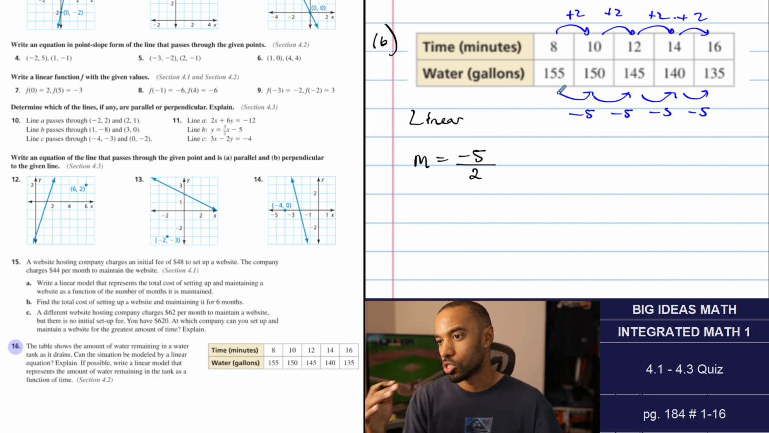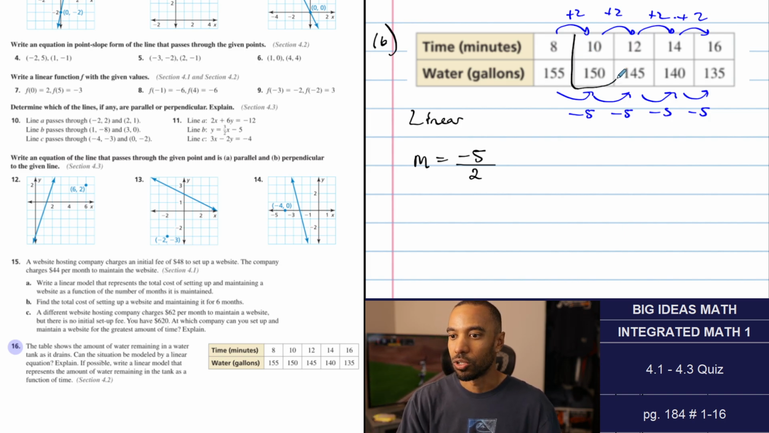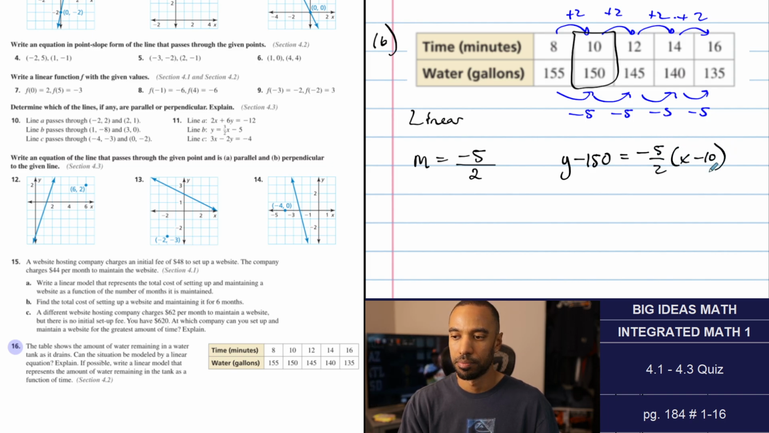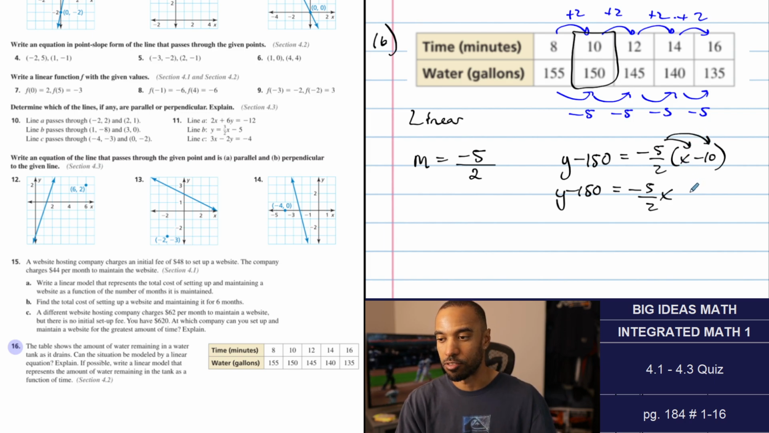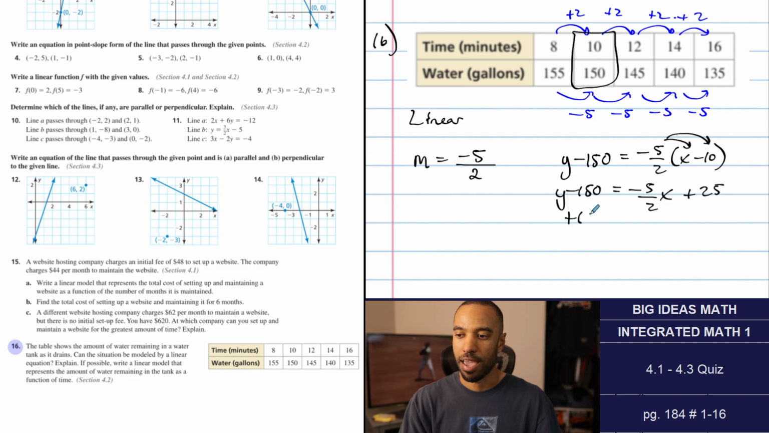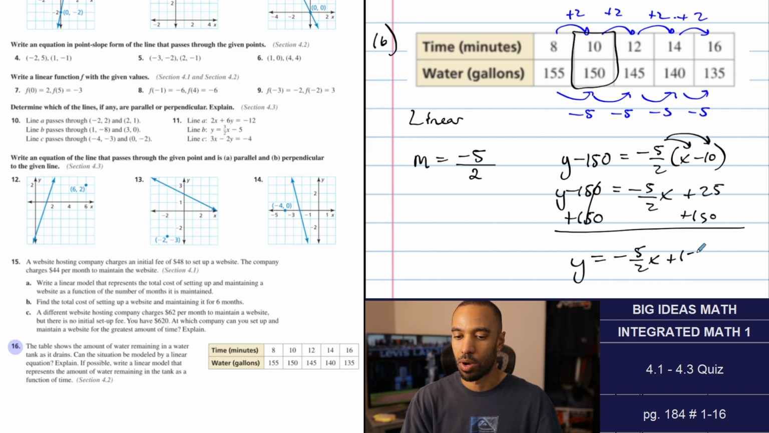So what I want to do is just choose some points. I'm going to choose the cleanest looking points that I have here, these ones. And I'm going to go ahead and use point-slope form for this one. So y minus y1 equals m times x minus x1. If I distribute the negative 5 over 2, negative 5 over 2 times negative 10 is 10 divided by 2 is 5, times 5 is 25, and it's positive. And if I add 150 over, then I will get y equals negative 5 halves x plus 175.